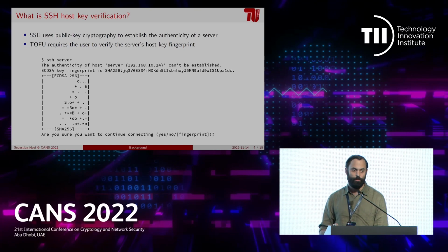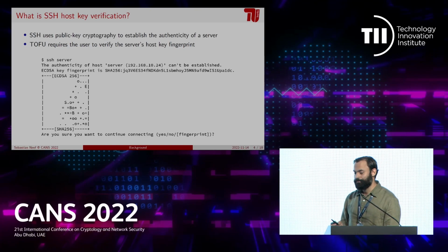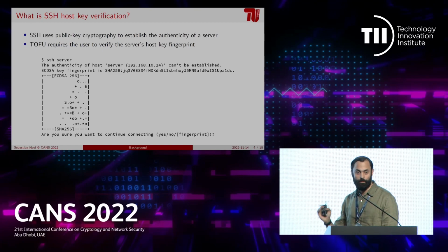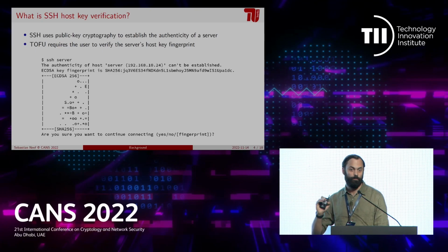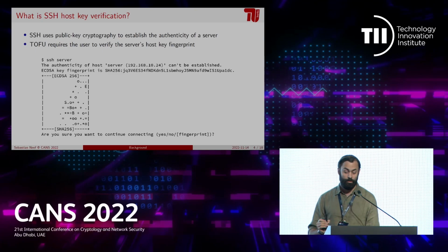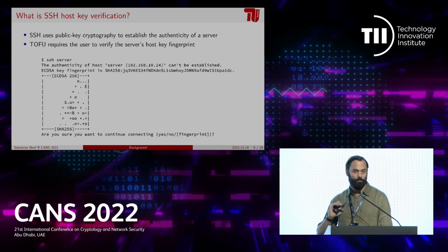So why do we need host key verification? SSH uses public key cryptography. So it uses that to establish the authenticity of the servers. So when you connect to a server that you have not connected to before, you will get the prompt that you can see below. And it says the authenticity of the host cannot be established. This is the fingerprint. Now you have to decide whether that is the correct fingerprint or if it's not. And this is due to the trust on first use principle. So many users which want to get the work done would just type yes and continue.